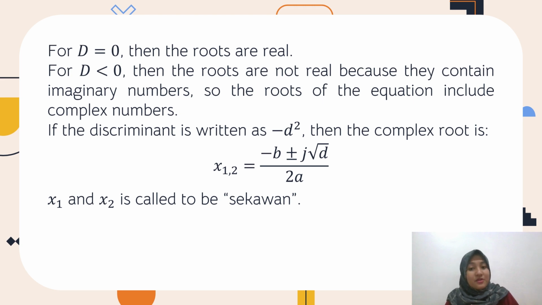For D equals 0, the roots are real. And for D less than 0, the roots are not real because they contain imaginary numbers. So, the roots of the equation include complex numbers. If the discriminant is written as negative d squared, then the complex root is x1,2 equals negative b plus minus i square root of d over 2a, where x1 and x2 are called conjugates (sekawan).